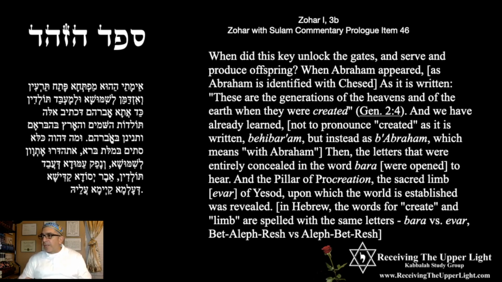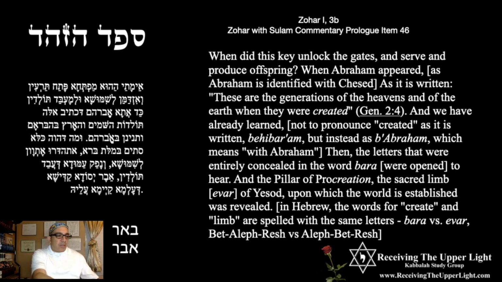In Hebrew, the word for create and limb are spelled with the same letters, which is bara and evar: bet aleph resh, and aleph bet resh. Okay, for those of you who might want to see how it is written, bara is bet aleph resh, and the other one is aleph bet resh. So they're written with the same letters.